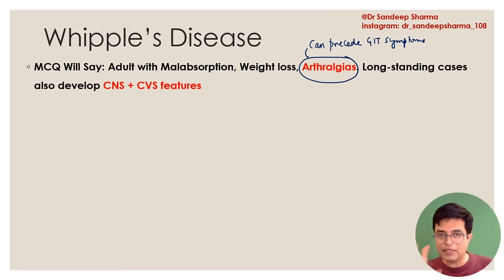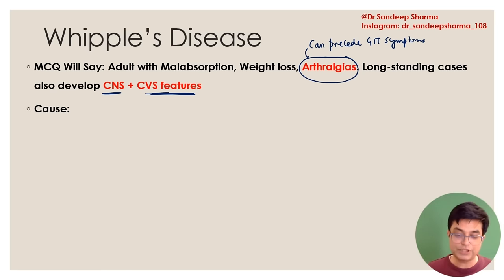And if untreated, many of them develop CNS involvement in the form of confusion, altered sensorium, seizures, and CVS features like tachycardia, and sometimes CCF can also happen in the patient. So in any malabsorption disorder with CNS involvement, CVS involvement and joint pains, what will you think of? It is Whipple's disease. And what is the causative agent? It is a gram-positive bacillus known as Tropheryma.